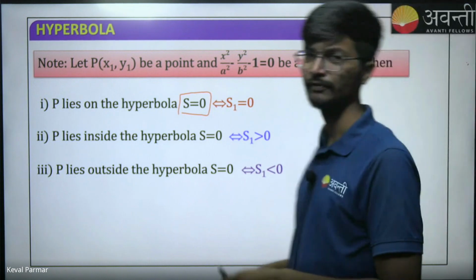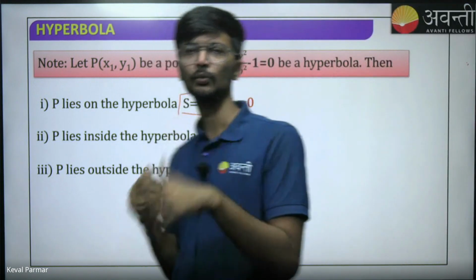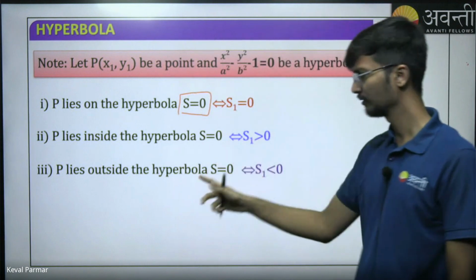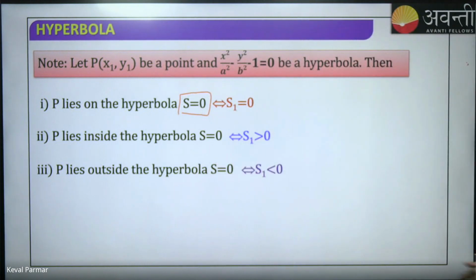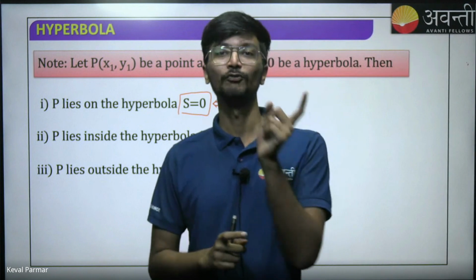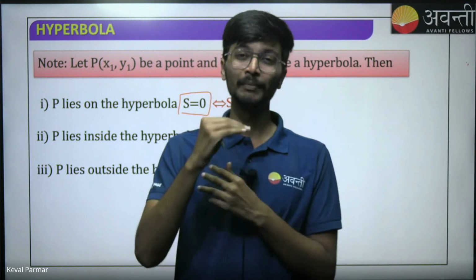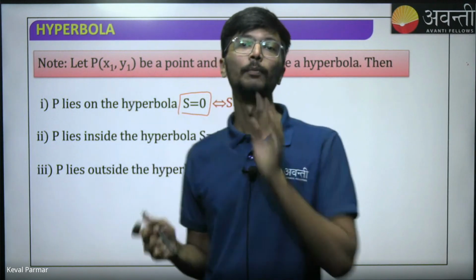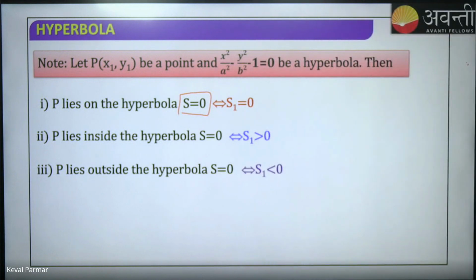Please don't get confused here. Ellipse we had, I think, the opposite, right? Here we had S1 less than 0. Here we had S1 greater than 0. So my advice to you is please remember any one of them, and you can remember that the other one is exactly the opposite. I prefer to remember about ellipse.